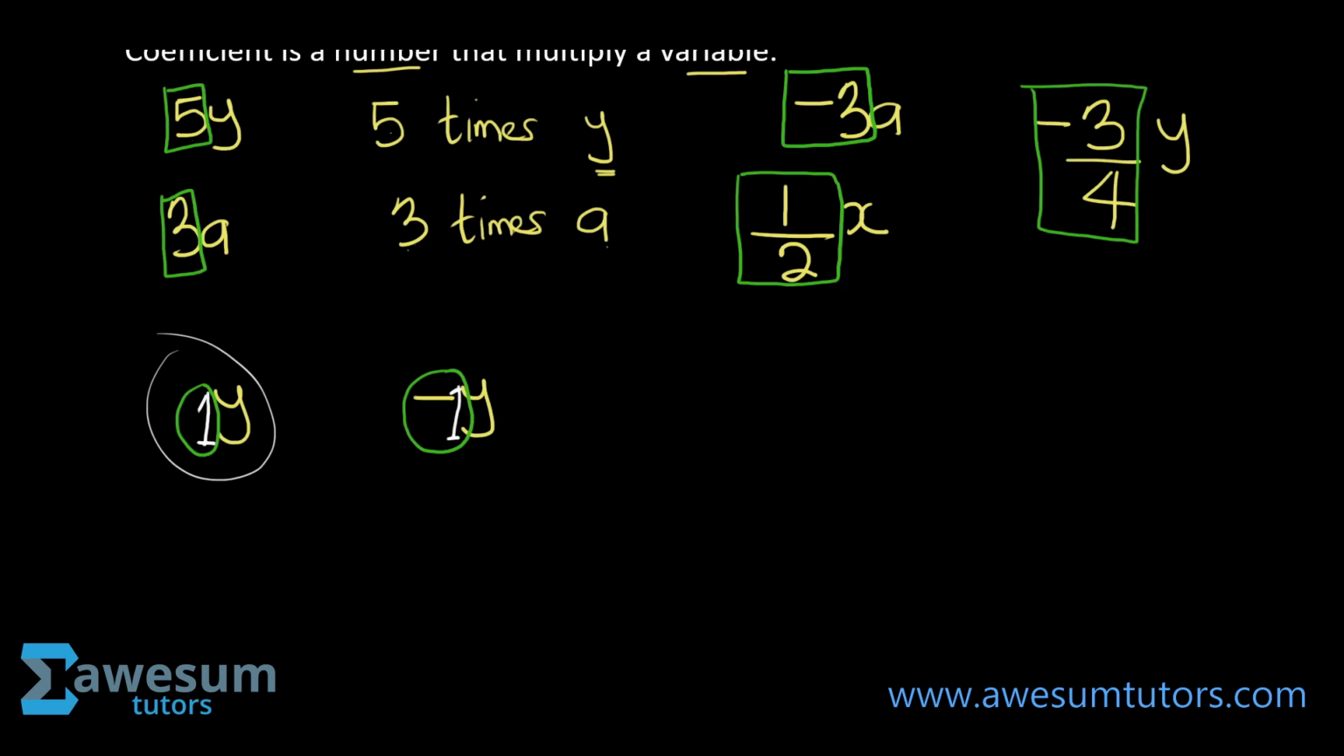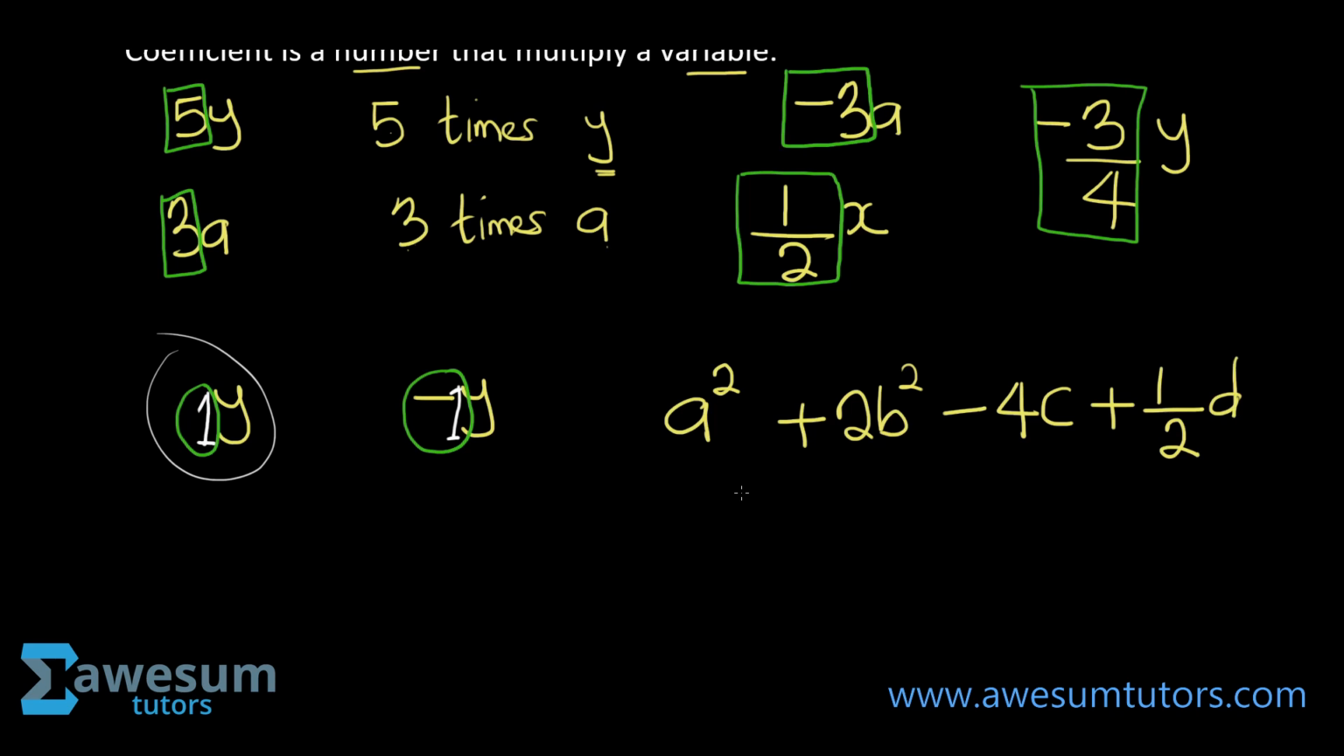Okay, now let us take a look at the last example. I have a squared plus 2b squared minus 4c plus 1 over 2d. Okay, so what is the coefficient of each of these letters?